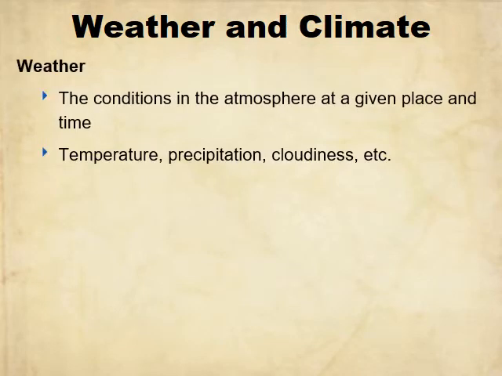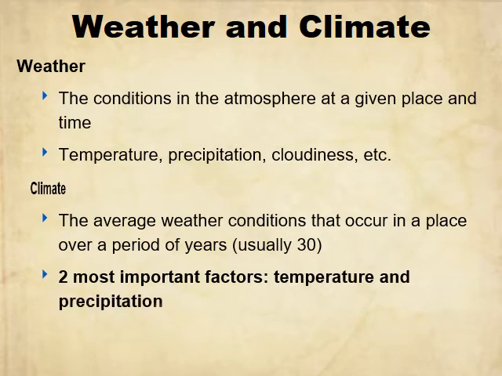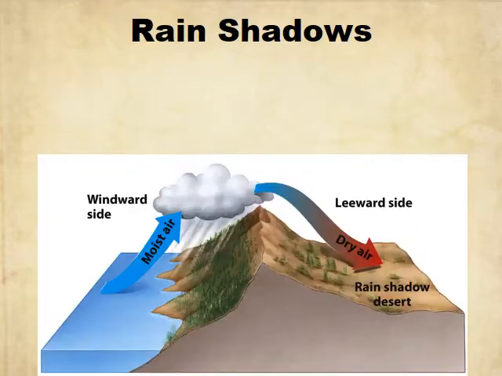So with weather and climate, the main difference is weather is kind of right now: temperature, precipitation, cloudiness. Climate is the average weather conditions that occur over 30 years. The two most important factors to climate are your temperature and your precipitation. That's what you graphed in that climatogram lab.